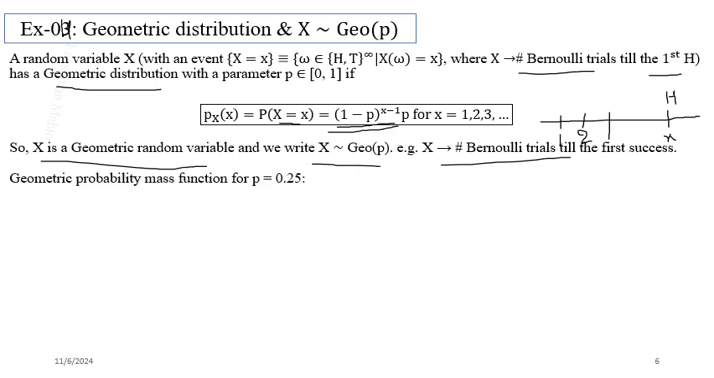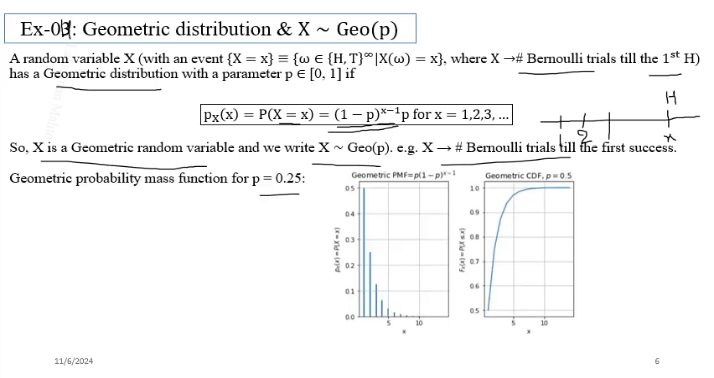Just take p equal to 0.25, and for that we can see the plot like this. It shows how the probability mass function goes: it is falling in this way, the geometric random variable's pmf keeps falling.